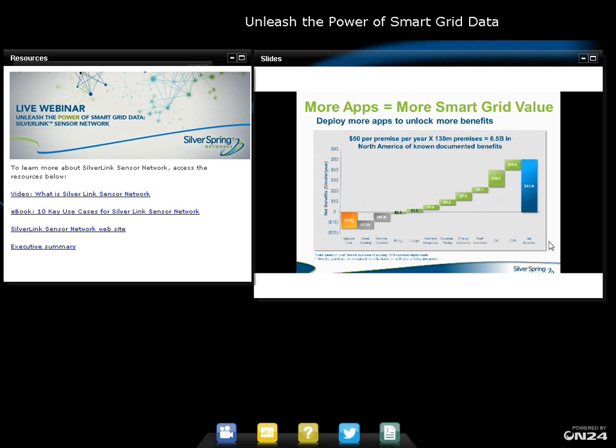So if you understand this slide, we've looked at what the benefit would normally be in looking at 130 million premises just in North America, and we see that value increasing pretty dramatically over time. The problem is the smart grid's been around for a while, and we haven't started to unlock a lot of that value yet. And so the critical question that comes up is how do we begin to unlock that value faster? And that's what a lot of this presentation is going to be about.